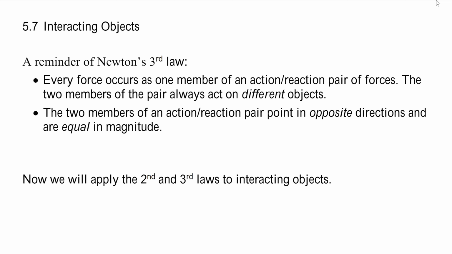So section 7 is about interacting objects. We're going to be using Newton's second and third laws, applying those to interacting objects. A reminder of Newton's third law is here. Every force occurs as one member of an action and reaction pair of forces. The two members of the pair will always act on different objects. And the two members of the action-reaction pair will always point in opposite directions and are equal in magnitude.